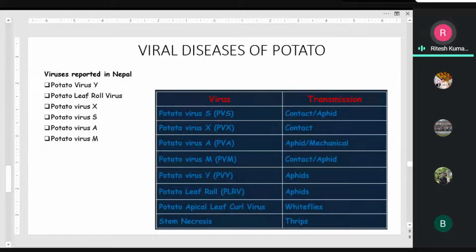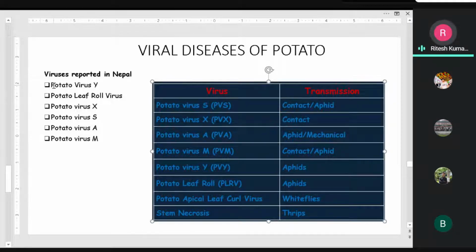Now we'll discuss some important viral diseases of potatoes. There are many viral diseases. Some are known as potato virus X, some as potato virus Y, potato virus M, potato virus S, potato virus A, and Aucuba mosaic virus. You do not need to know all of them. Generally among these, potato virus Y causes heavy losses. Potato virus X has mild symptoms. Potato virus Y is the severe one. We'll discuss some of these.